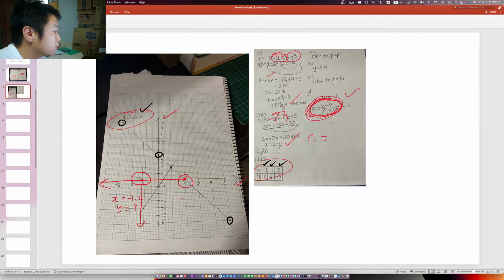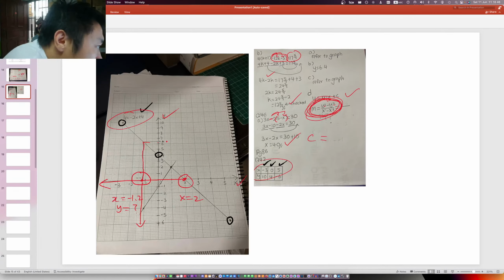This is your 2. What 2? X equals to 2. You must be specific and precise. X-axis is never equal to 2, it's x equals to 2. So this point is x equals to 2, and the only direction left for you to go is up, and then you hit this.